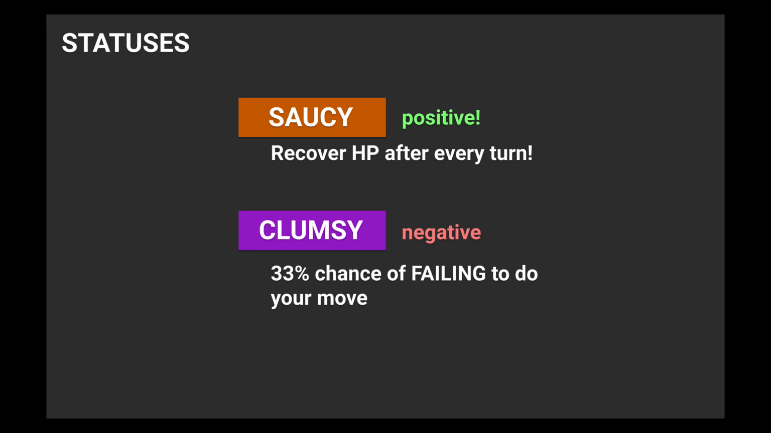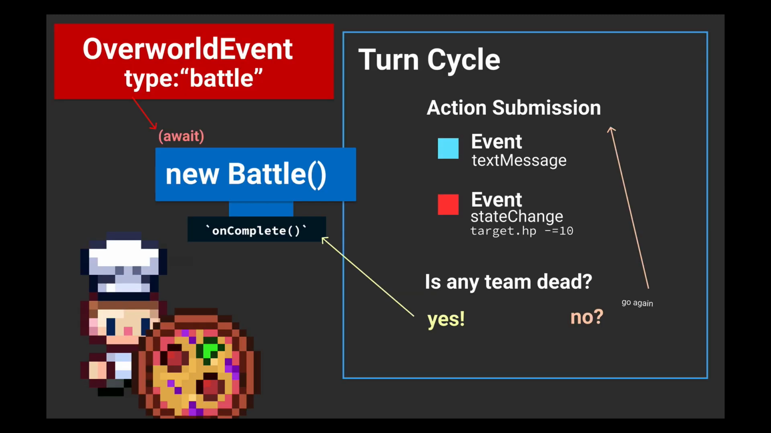Now we're going to lay out a whole framework of event hooks that you can use to create your own statuses as well. These two just demonstrate how to get you started, and I'll leave more advice for that as we go. So here's a really high-level view of how the whole system works. For one, all of this is nested in an overworld event called Battle. So while this is going on, the overworld is just patiently waiting for this battle to complete. It will create a new battle class and then await the on-complete callback to be fired.